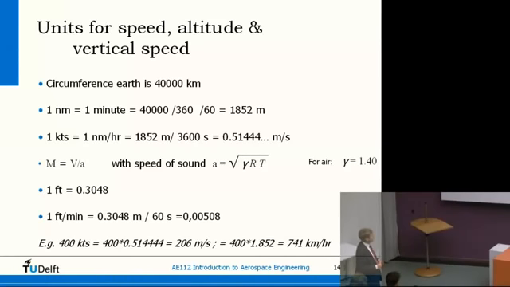For altitude, we use feet, 0.3048 meters. And for vertical speed, we use feet per minute. Normal values for that are like 1,000 feet per minute or 1,500 feet per minute, which are normal climb speeds.